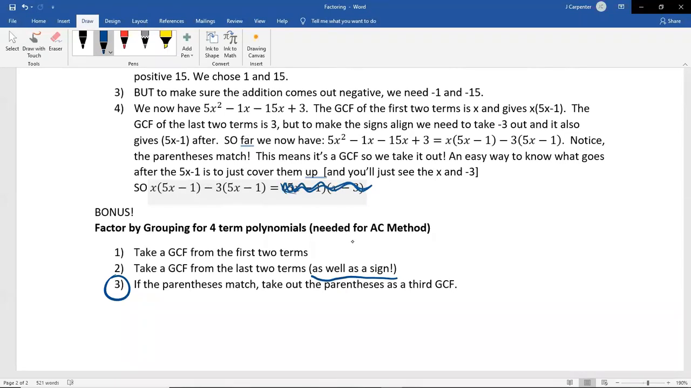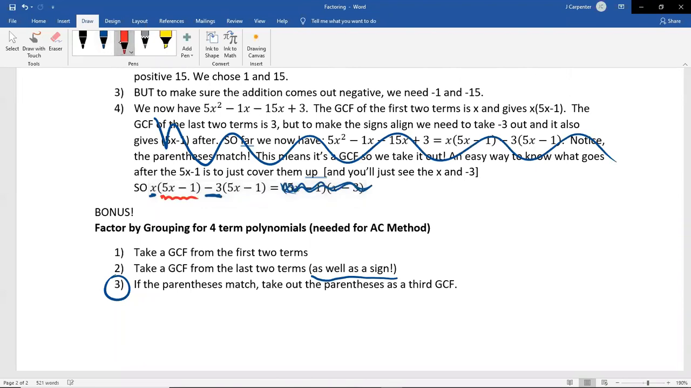So after you do steps 1 and 2, you'll end up with something that looks like this. So here was your GCF from the first term. Here was your GCF from the second term. So let's ignore all of this stuff for now. We're just looking here where it says so.